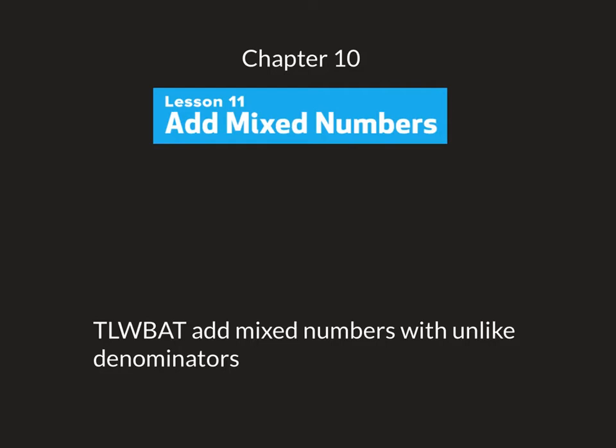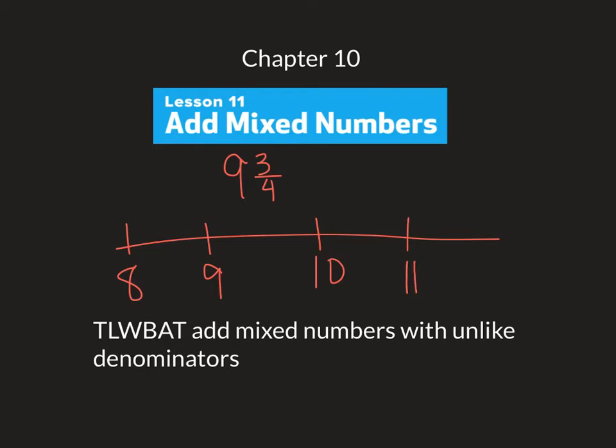Today we're going to be adding mixed numbers. Quick reminder, mixed numbers are just numbers that have a whole number and a fraction. So if I was going to look at where is 9 and 3/4 on a number line, that would be normal numbers 8, 9, 10, 11. 9 and 3/4 is going to be 9 plus 3/4, so it'd be about right here between 9 and 10. Okay, so that's where our mixed numbers are. So let's get working with them.